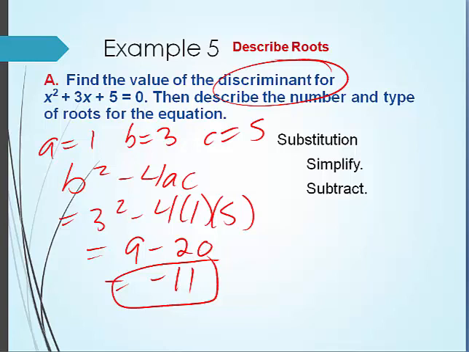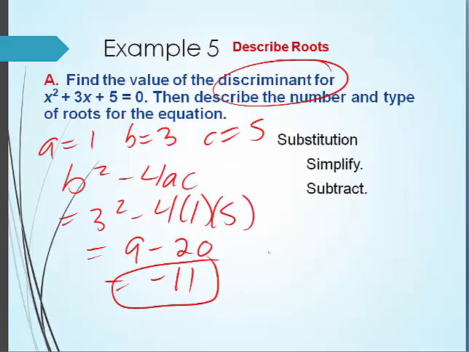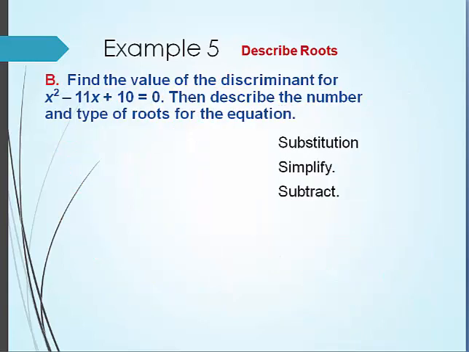So if we go back to the sheet, if it's a negative number, that means we have two complex roots. So we would say 2 complex roots. Let's try another one. Our a is equal to 1, our b is equal to negative 11, and our c is equal to 10. We sub that into our formula.